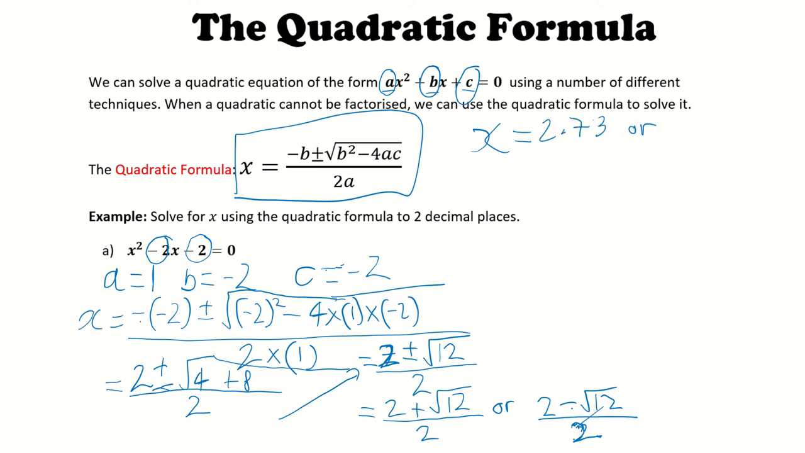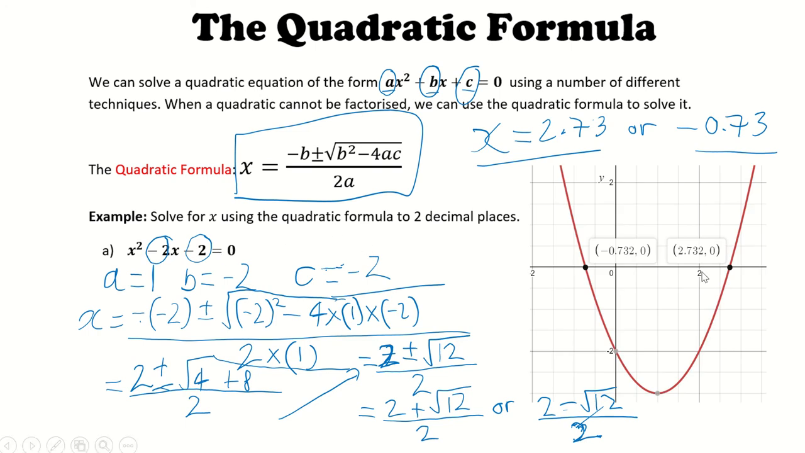or if I do this one here, now I'm going to do 2 subtract the square root of 12, and I get -1.46, and then I'm going to divide by 2, and I get -0.73. So my values of x are either 2.73 or -0.73. Now if I chuck in my quadratic into Desmos, with y equals x squared take 2x take 2, I get the following.